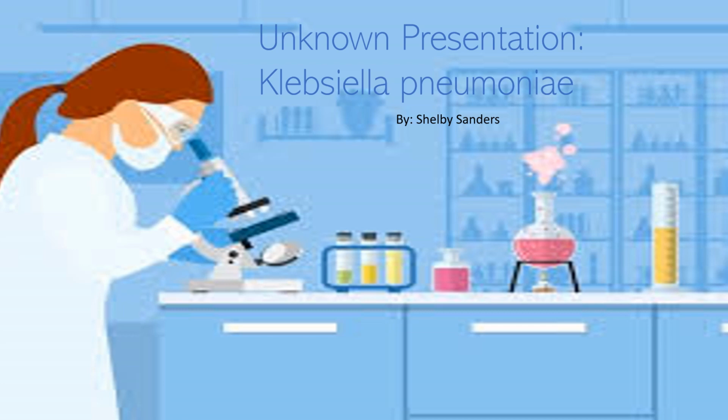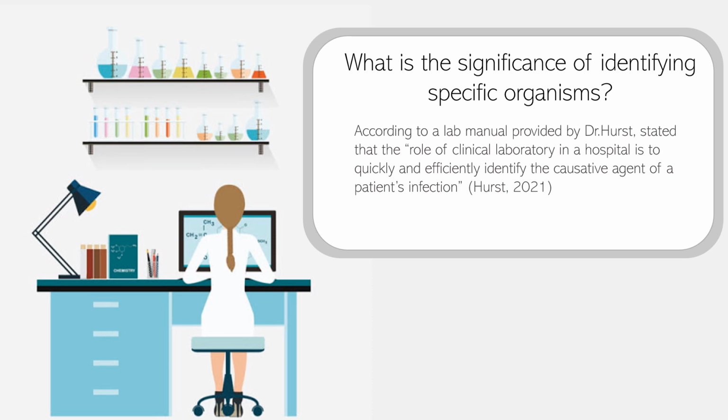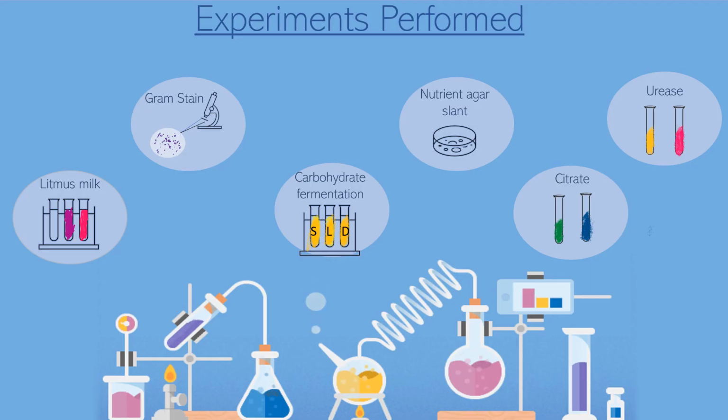Unknown presentation: Klebsiella pneumoniae by Shelby Sanders. What is the significance of identifying specific organisms? According to a lab manual provided by Dr. Hurst, the role of the clinical laboratory in a hospital is to quickly and efficiently identify the causative agent of a patient's infection. The experiments that I performed were the litmus milk, gram stain, carbohydrate fermentation, nutrient agar citrate, and urease.